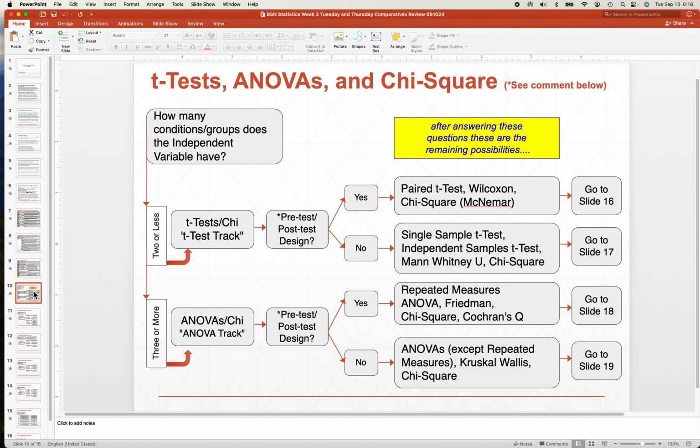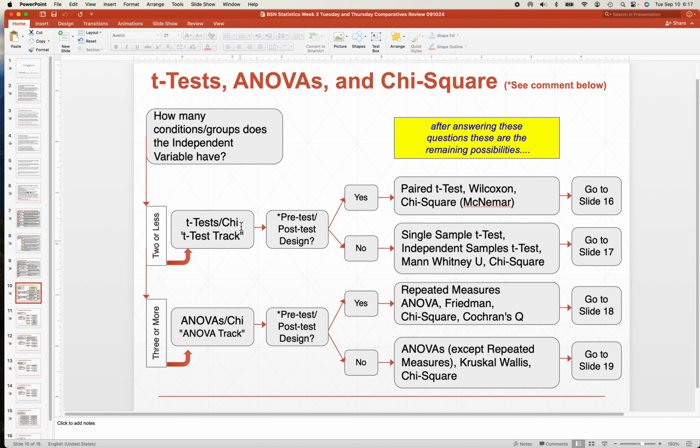So you'd wind up on this slide, and this slide is where we enter the decision to try to figure out which of our comparative tests we would use to analyze our data for our diet and weight loss study. So the first question I pose is, how many conditions or groups does the independent variable have? Well, if you recall, our independent variable is diet, and we have two groups. We have keto and regular. So down on the left, I have 2 or less. We go to the t-test track. 3 or more, we go to the ANOVA. So because we only have 2, we just ruled out all of the ANOVAs and all of their non-parametric equivalents, which is a large group of tests.